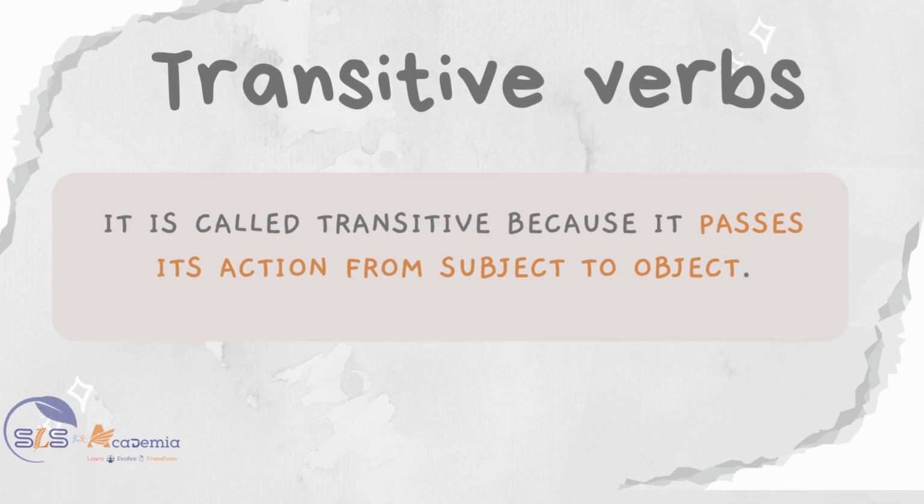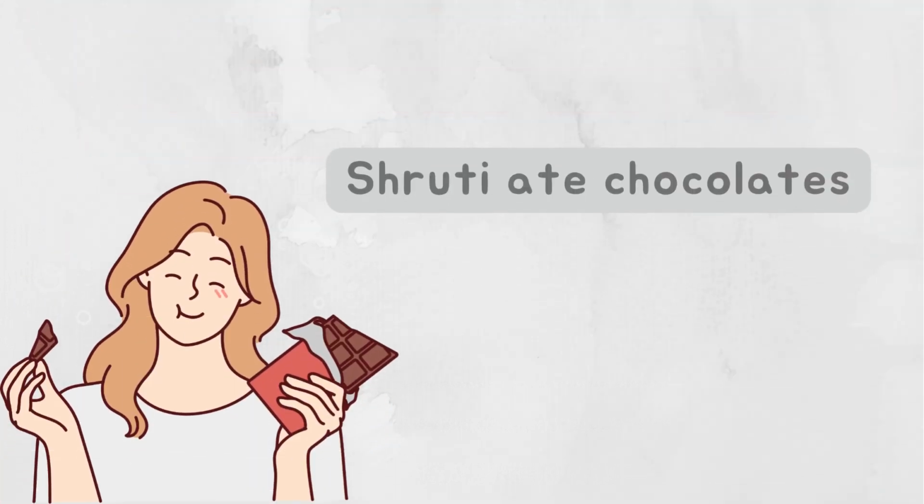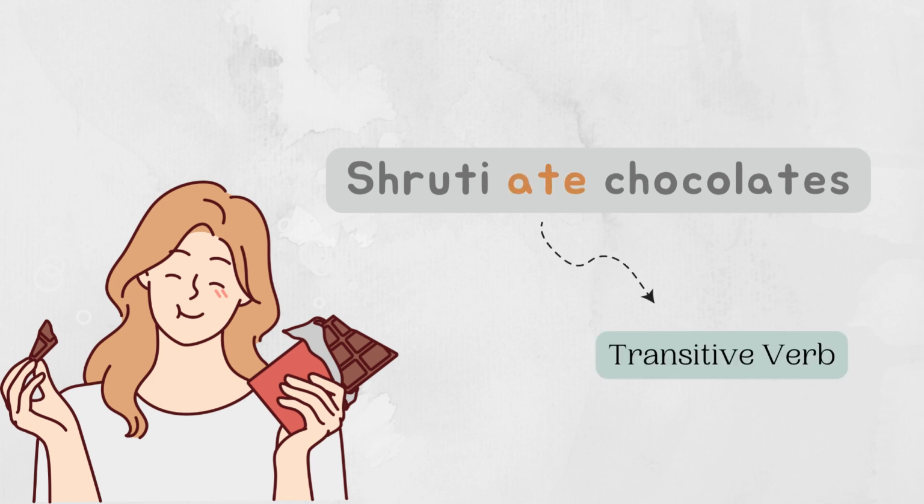Let me give you another example. In the sentence, Shruti ate chocolates, ate is the transitive verb because it is passing the action from subject to the object.